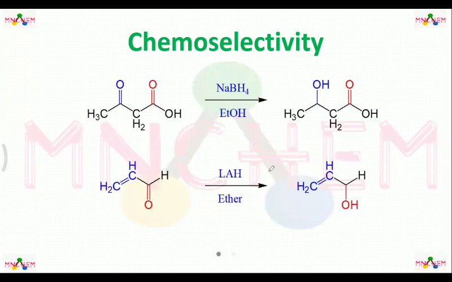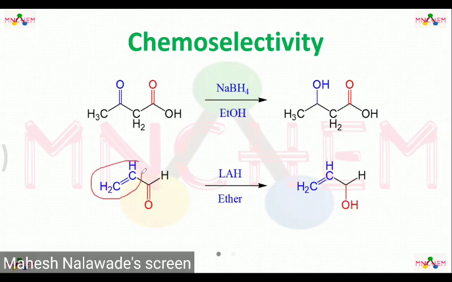So this is again a chemoselectivity reaction where the aldehyde carbonyl is reduced to primary alcohol in presence of a carbon-carbon double bond.